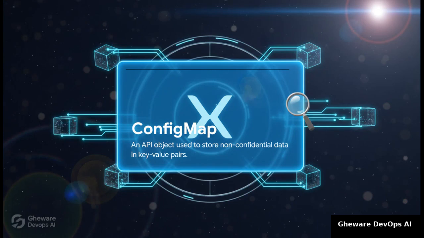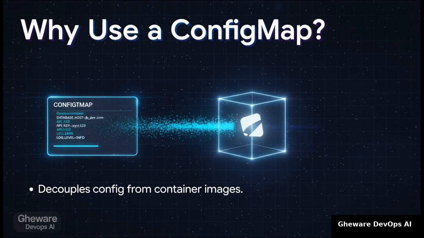So what's our first tool for this in the Kubernetes world? It's called a config map. The easiest way to think about it is it's a dictionary. You know, a bunch of key value pairs that live inside your cluster. And it's designed specifically to hold all that non-sensitive stuff, the regular configuration your app needs to get its job done.